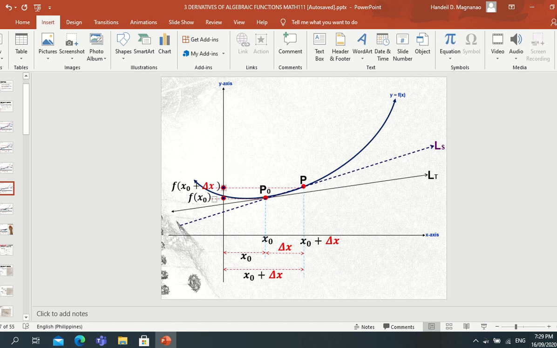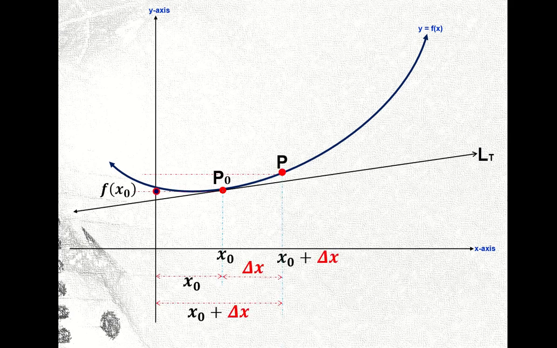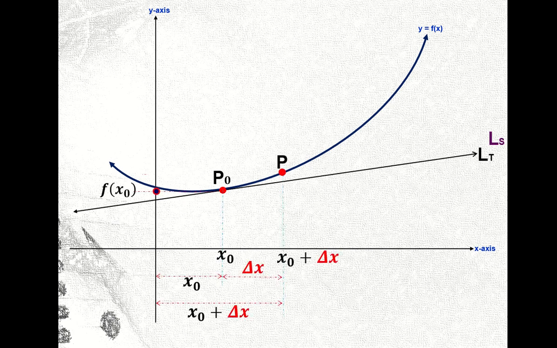Alright, now as P moves closer to P sub 0, our secant line is getting closer to LT. I'll make it bigger for us to see clearly. Okay, so we have formed here a triangle. Okay, so this is our reference now when we calculate the slope.